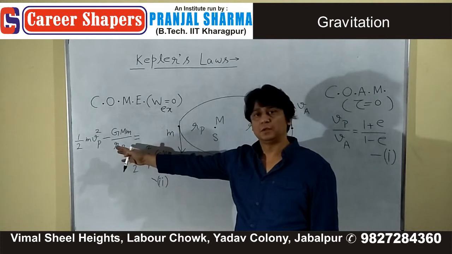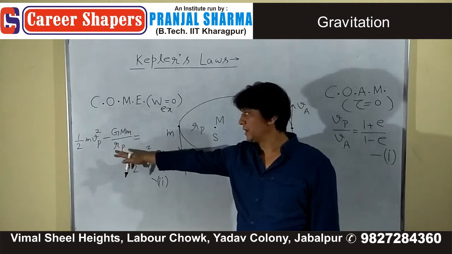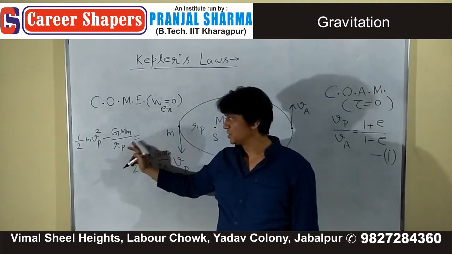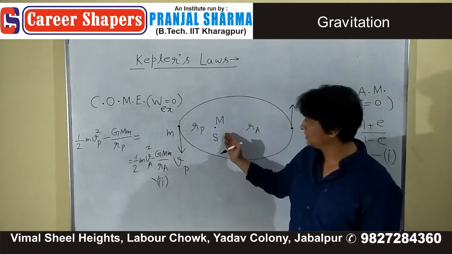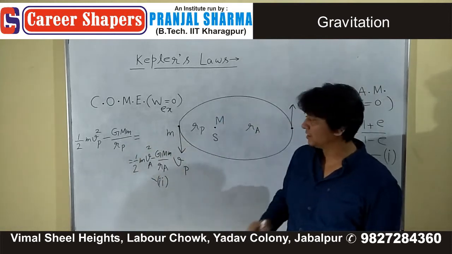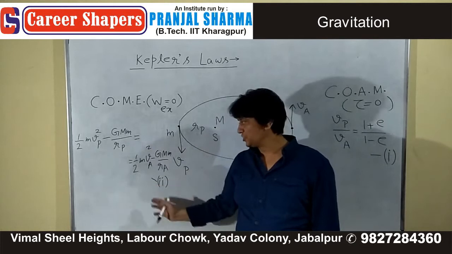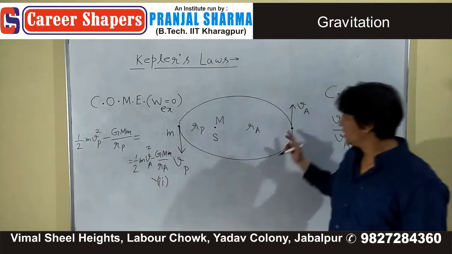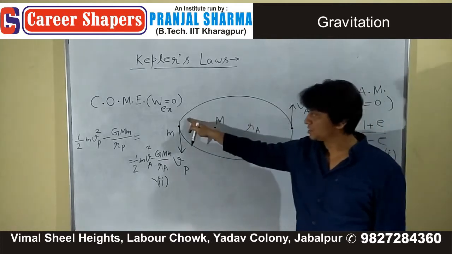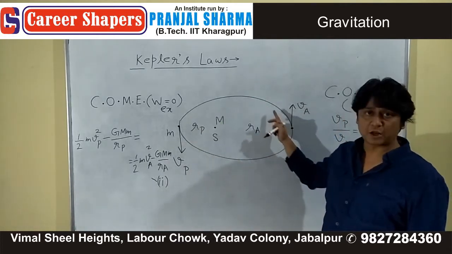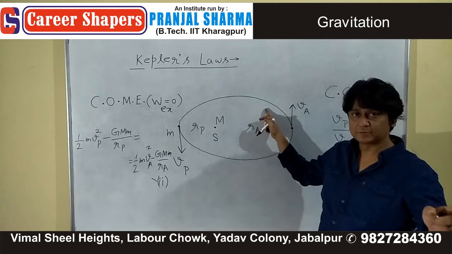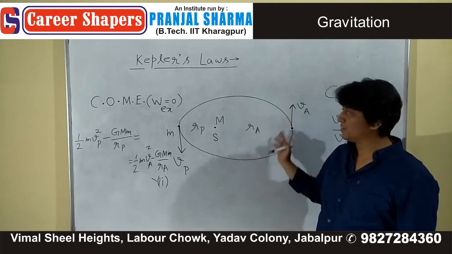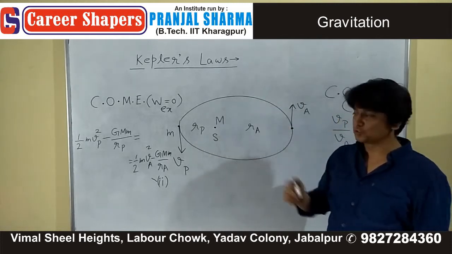You got kinetic energy at perigee, potential energy at perigee of the system of Sun and the planet. The same mechanical energy is present not just at apogee, but everywhere. At this point, at this point, at this point, everywhere your angular momentum is what? Same, conserved. At the same time, your total mechanical energy is also what? Conserved.